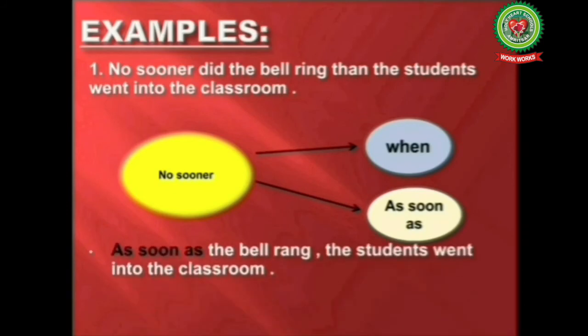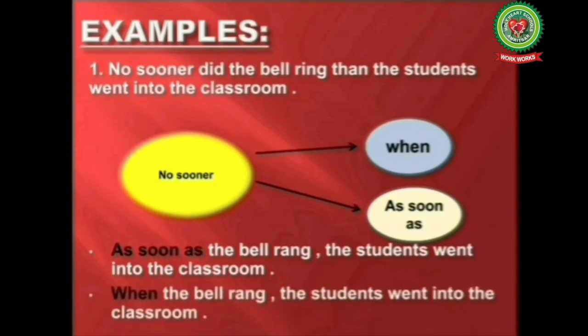Like, as soon as the bell rang, the students went into the classroom. Here you can see we have changed than into comma. And at the place of no sooner, we have used as soon as. Or we can use when also. When the bell rang, comma, the students went into the classroom.